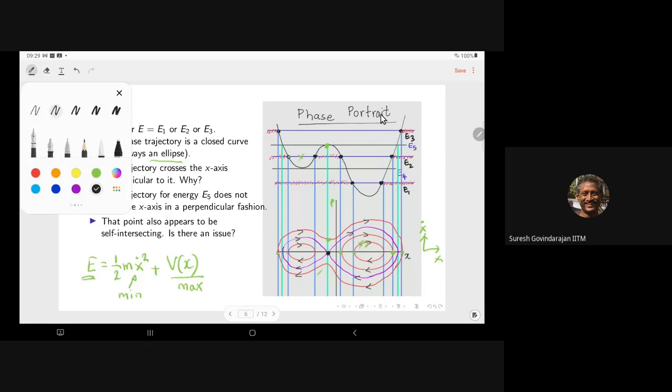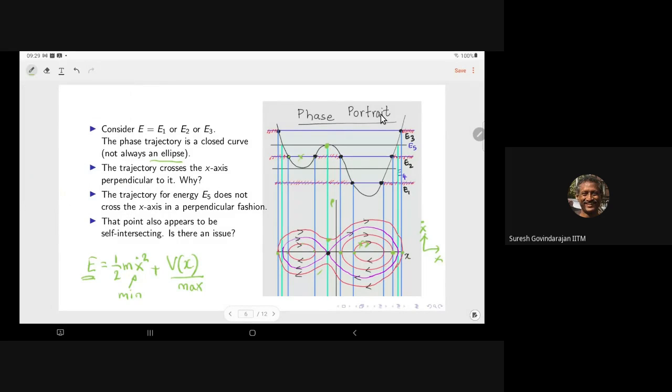Okay. So if you come to this point, this is a point where dV/dx is 0, right? It's this thing, and also p, x dot is 0. So here is a case where this point itself is a full phase trajectory. Okay, so in dynamical systems language, this is a fixed point.